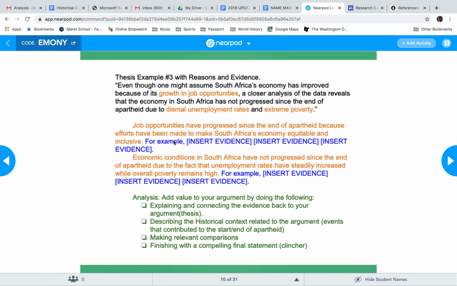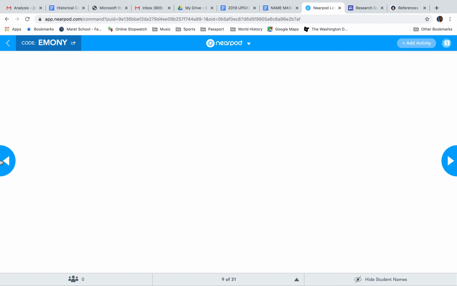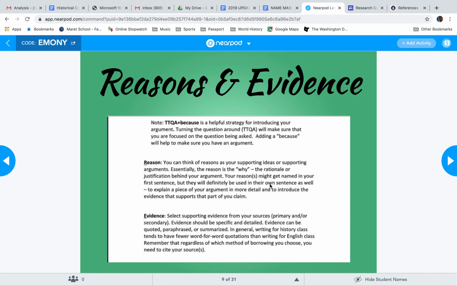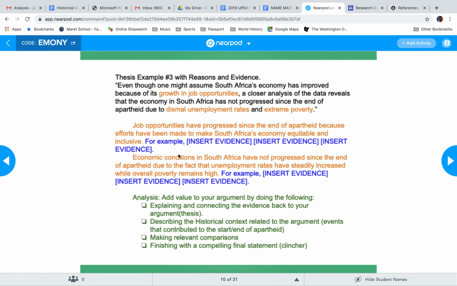Now, notice that it should not only be mentioned in the first sentence, as I explained in this definition here. It will definitely be used in its own sentence, topic sentence, to explain the argument in further detail. So here's the topic sentence. Using the TTQA strategy plus because will allow you to meet the basic requirements as you mention your reasons in the body of your paper.